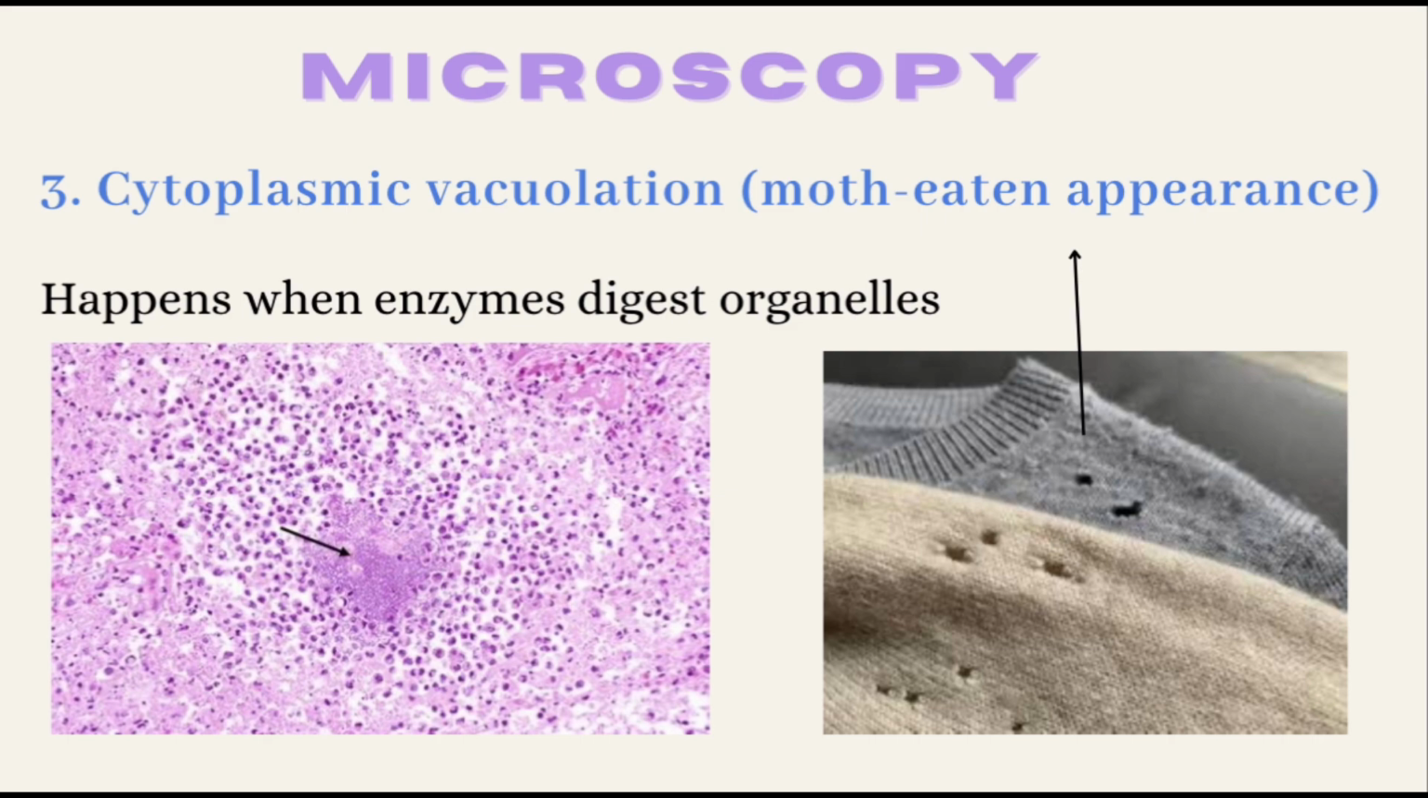When necrosis happens, enzymes digest these organelles like mitochondria, endoplasmic reticulum, and lysosomes unevenly. As these organelles disintegrate, they leave behind empty spaces called vacuoles in the cytoplasm. So under the microscope, these vacuoles make the cytoplasm look patchy and full of gaps, similar to how a piece of cloth looks when moths have chewed through it.